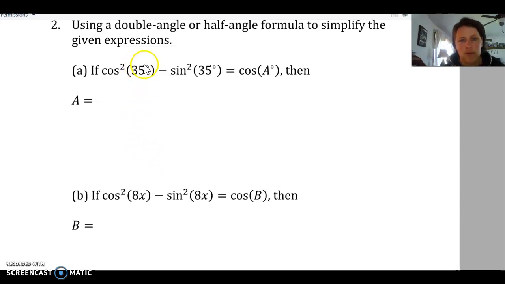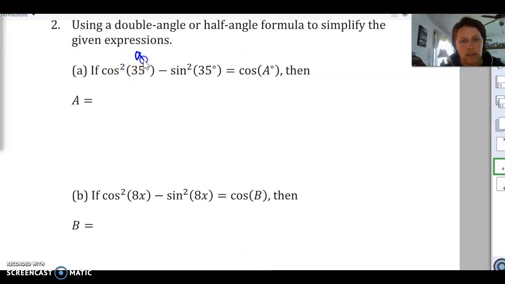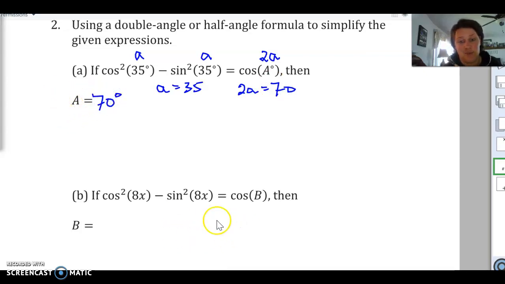So let's label what we have. This angle is angle A, as well as this. Those are both A. And then this capital A, if we're looking at the formula, would equal 2 times A. So just using a simple equation, A equals 35, so therefore 2A must equal 70, and therefore the answer is 70 degrees. So that's kind of a nice one.